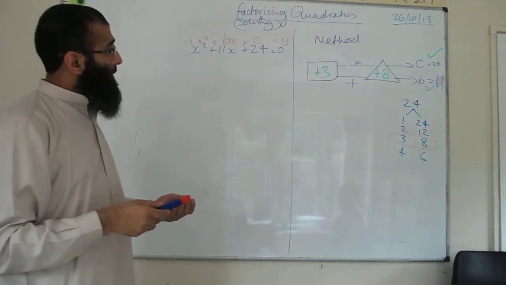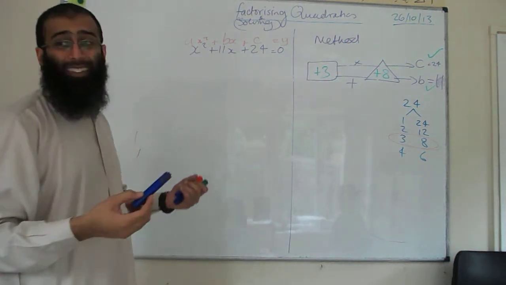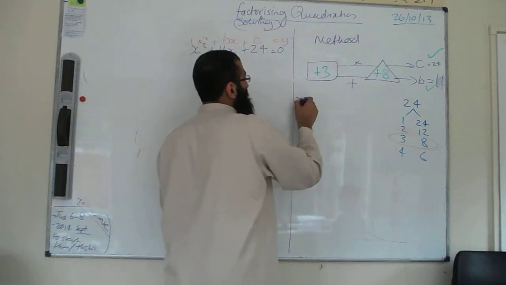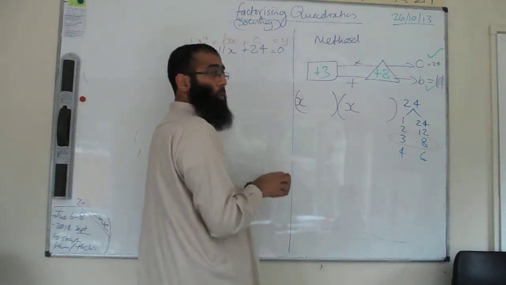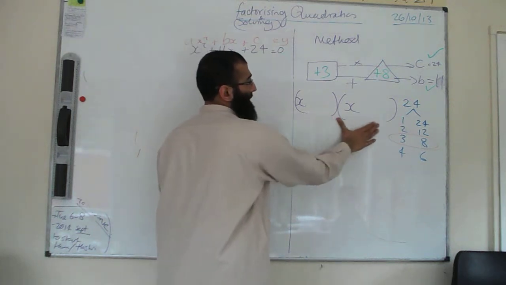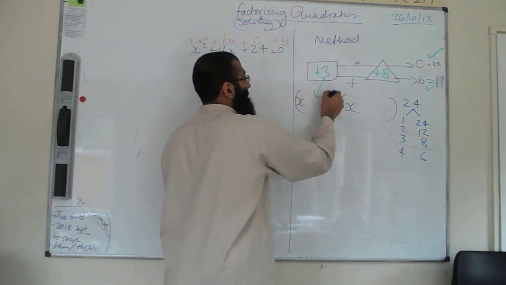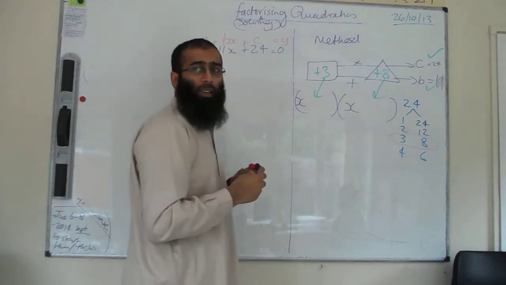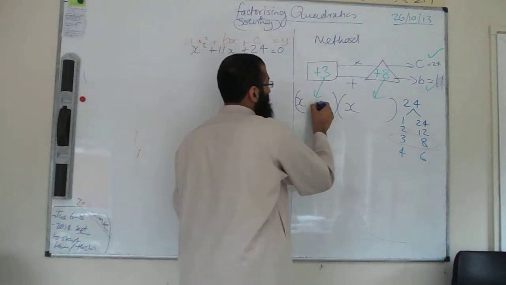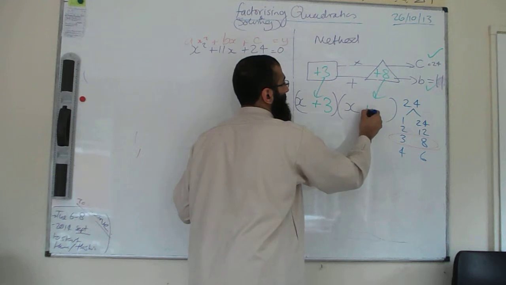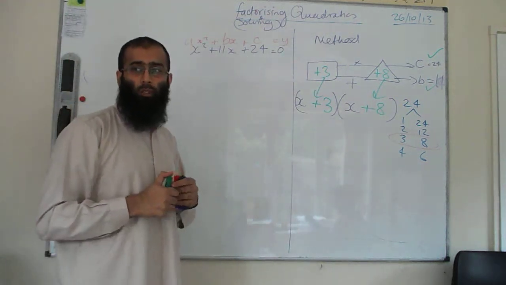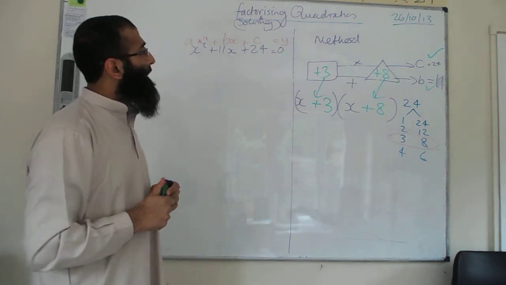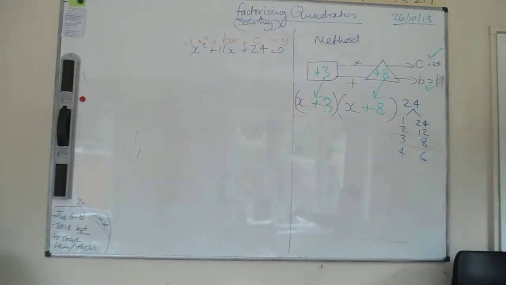So what we do now, we need to drop them down into a template. The template looks like this. We start off with this template here, and we just literally drop them down. And that's the end of the question. That question has now been factorized properly.